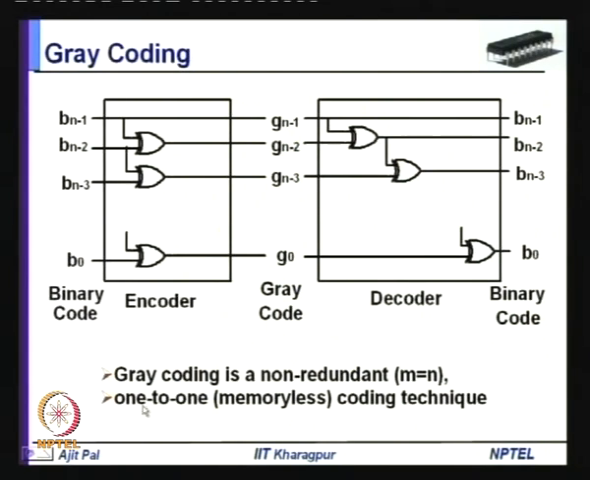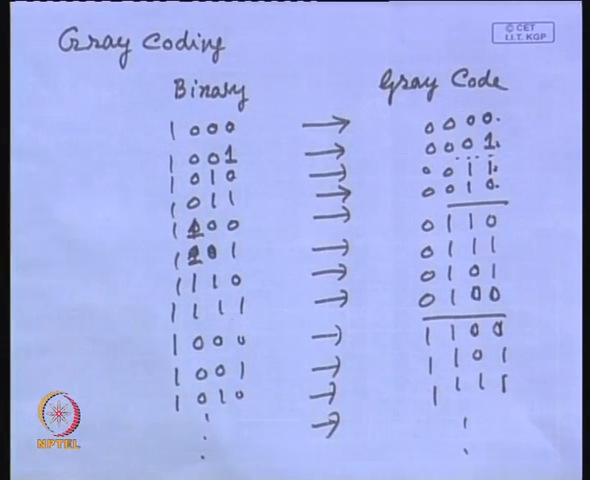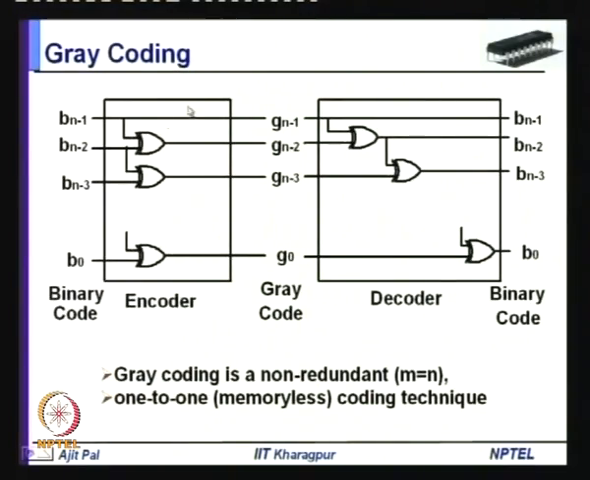Moreover, here you are doing one-to-one mapping, as you have seen, you have a one-to-one correspondence between binary coding and gray coding. So, it is a one-to-one coding, and as a consequence you do not require any memory for the implementation of either the encoder or the decoder. As is clear from this diagram, they can be implemented simply by a combinational circuit, in this case exclusive OR gates. Okay. So, this is gray coding.